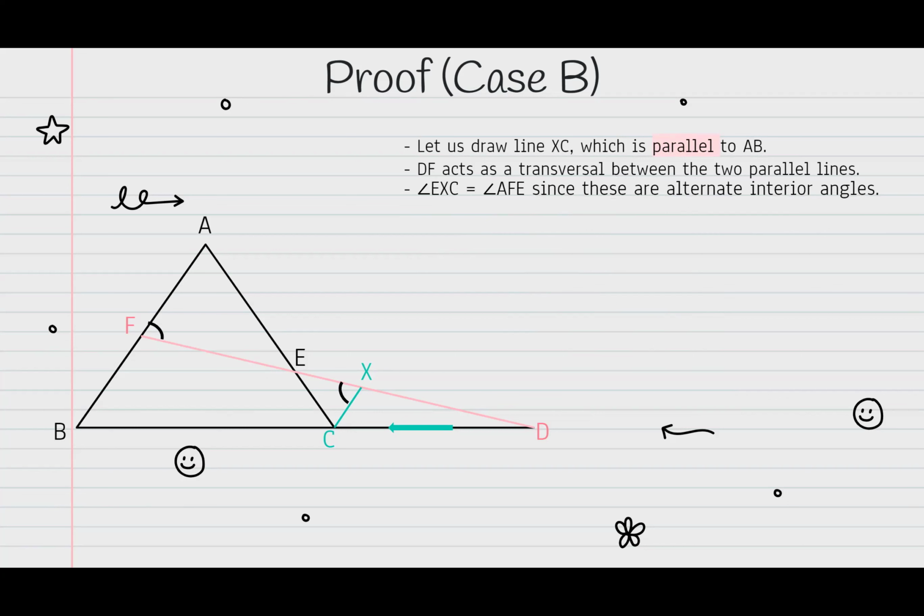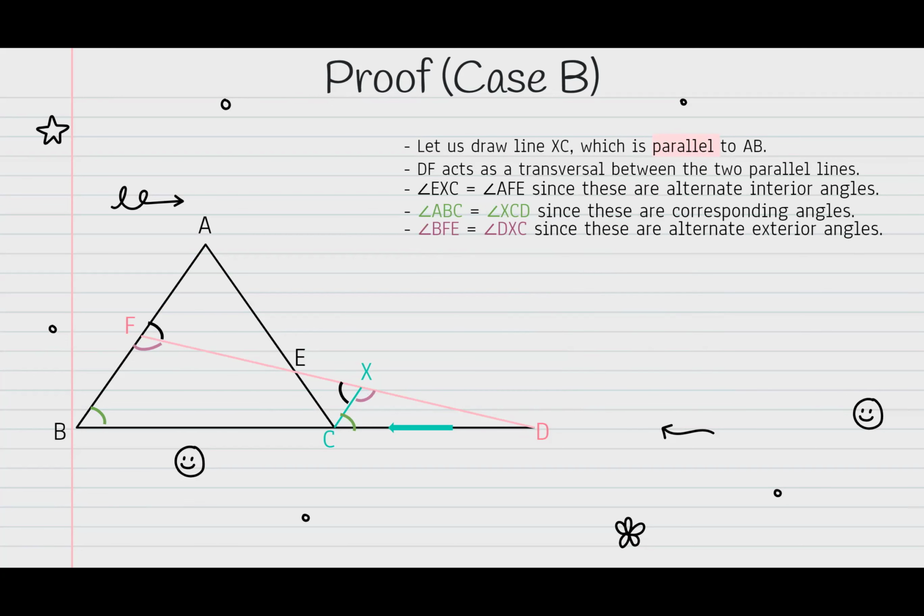So then we have angle EXC is equal to angle AFE, since these are alternate interior angles by those parallel lines. And then we have angle ABC is equal to angle XCD, since these are corresponding angles. And then we have angle BFE is equal to angle DXC, since these are alternate exterior angles.